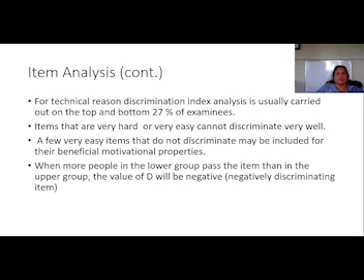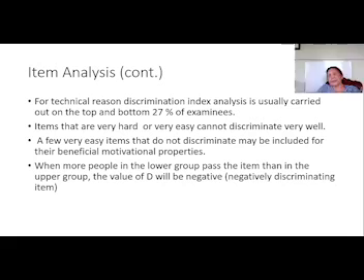Let's take this. For technical reasons, discrimination index analysis is usually carried out on the top and bottom 27% of the examinees. I explained that already. If you have so many, let's say 100 examinees, just get the 27% upper and 27% lower. That's it. Instead of getting all for item analysis. So 27 and then 27. Okay? So the denominator here will be 27.